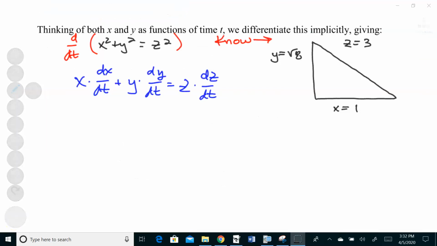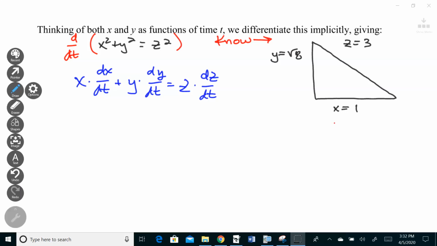Okay, I redrew my triangle over here for the ladder, and I have the 3 sides. X was 1. The ladder z is 3, and now the height on the wall is radical 8 for the y value. Here's my Pythagorean theorem. Here's my derivative of the Pythagorean theorem that we've done already. What else do I know? Well, I know that this bottom side is moving out at 0.1 meters per second, and side z, which is the ladder side, its z prime is 0.